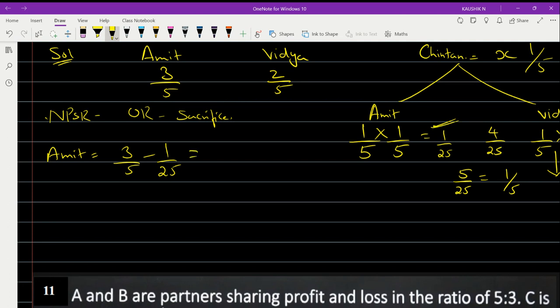So this will give you how much? The base will be 25. 5 into 5, 3 into 5, 15, minus 1, 14 by 25.